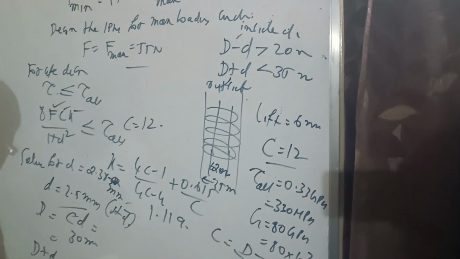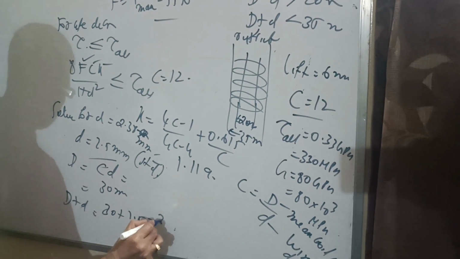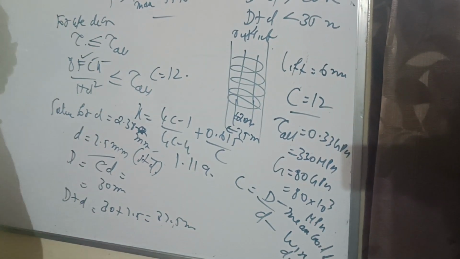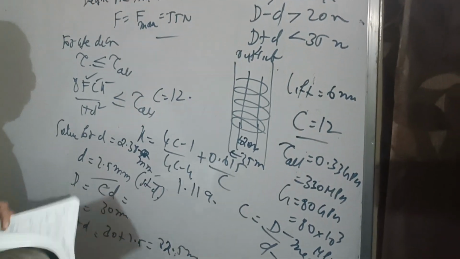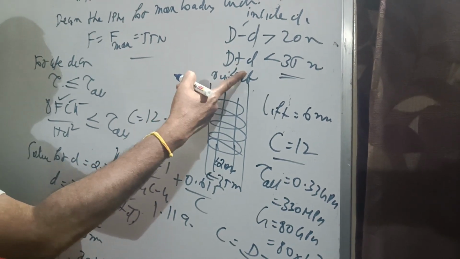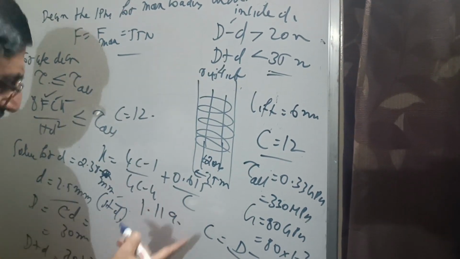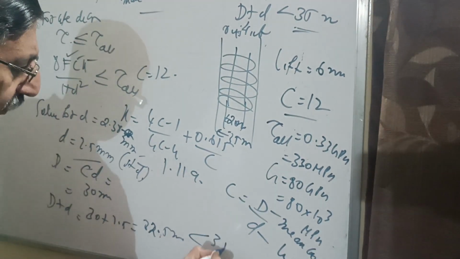Inside dia, outside dia. Let us find out outside dia here. How much is that? 30 plus 2.5, that is 32.5 millimeter. So I am getting outside diameter is equal to 32.5 millimeter, which is less than 35 millimeter. What is the condition? The outside diameter should be less than 35 millimeter. I am getting outside diameter is equal to 32.5 millimeter, which is less than 35 millimeter.